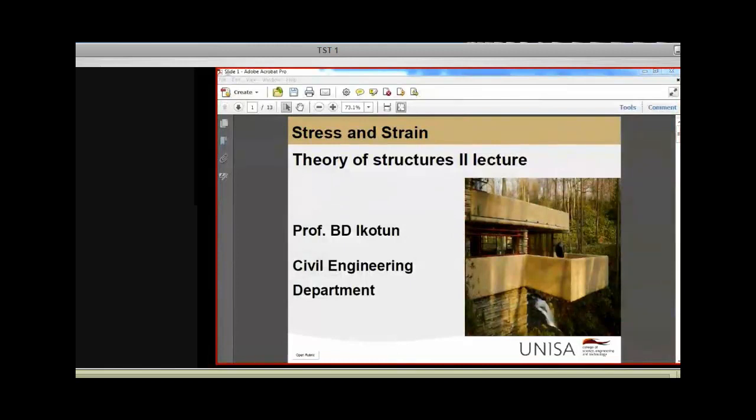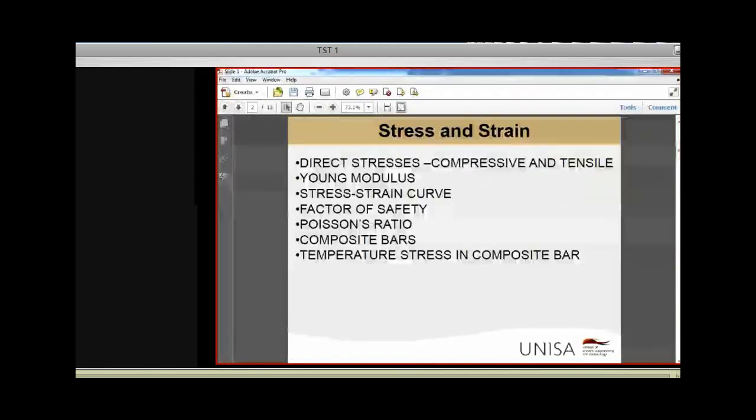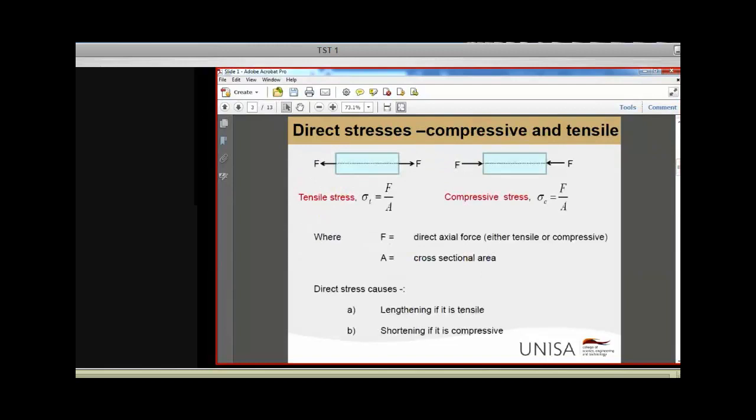Under this topic, we'll be looking at the following subtopics. We'll look at what is direct stresses, Young modulus, the stress-strain curve, factor of safety, Poisson ratio, composite bars, temperature stress in composite bars. Let's start by defining what is direct stresses.